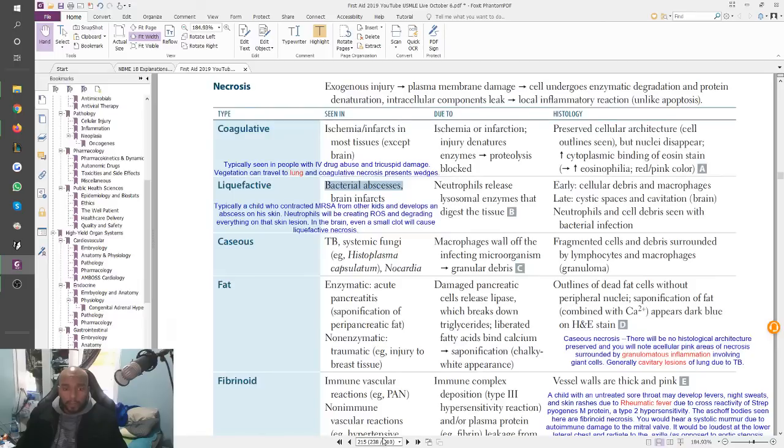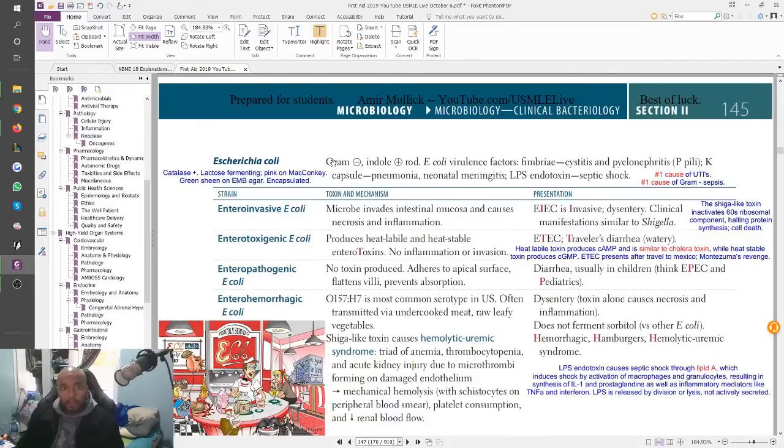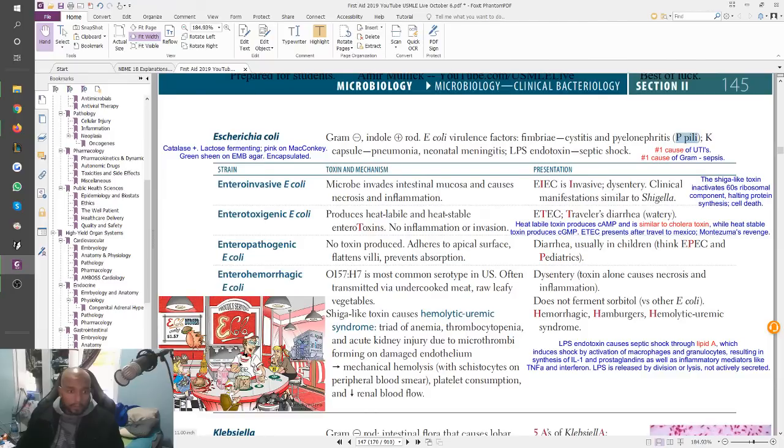So if we look at E. coli real quick, you have to remember all the different virulence factors of E. coli, right? So it's a gram-negative indole positive rod, and it has Fimbriae that cause the cystitis and pyelonephritis. This is another answer choice that could be there, P pili, okay? K capsule causes the, you could see, this is the Sketchy Micro image.